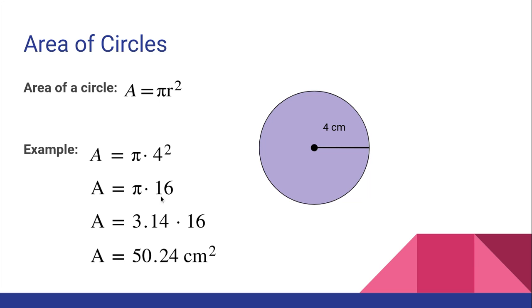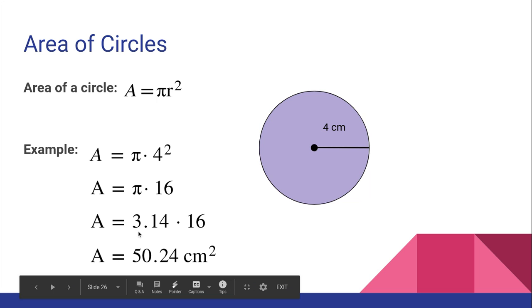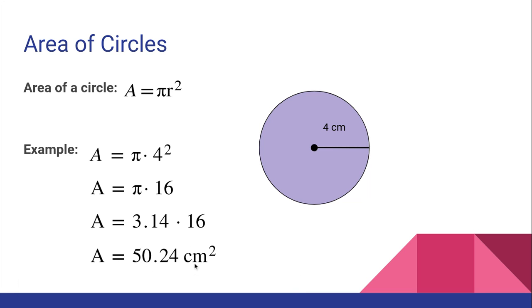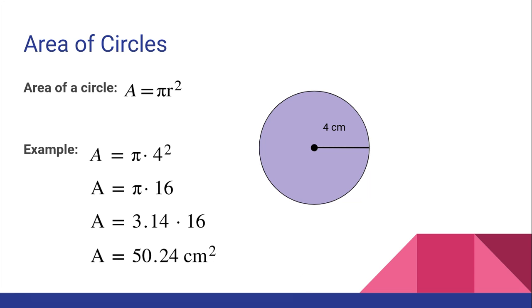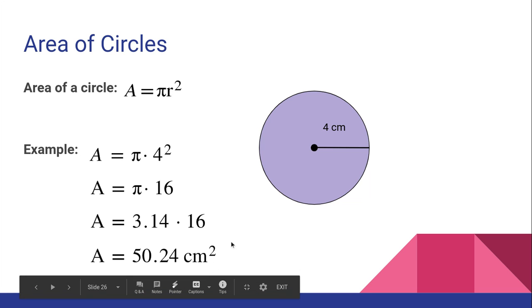So now we're left with pi times 16. We're going to use 3.14 for pi, and we can put this in our calculator. 3.14 times 16 equals 50.24 centimeters squared. Because it's area, we want to make sure we label it square units. Make sure you get really good notes on this. I would draw that circle out and everything. So if you need to pause it, you need to rewind, listen to what I said so that this is really clear, please do that.